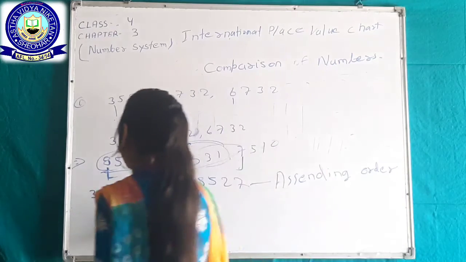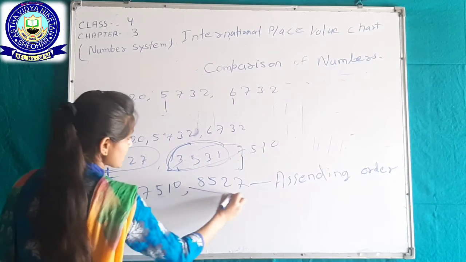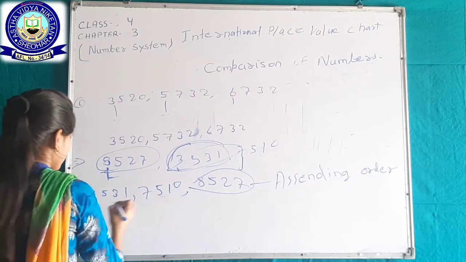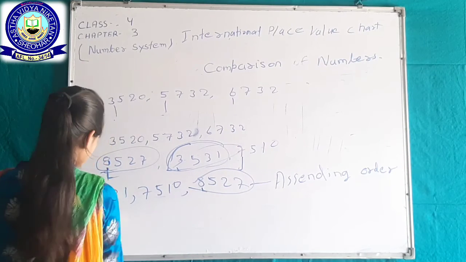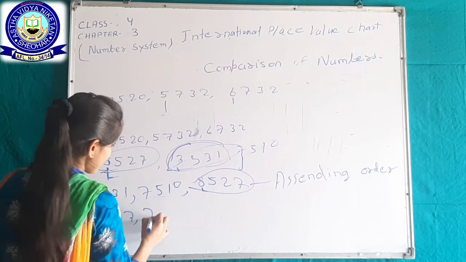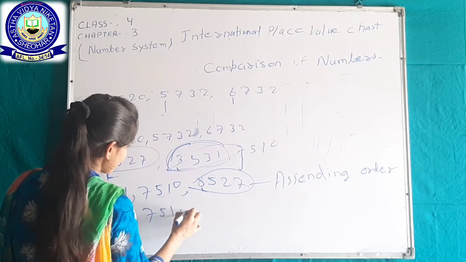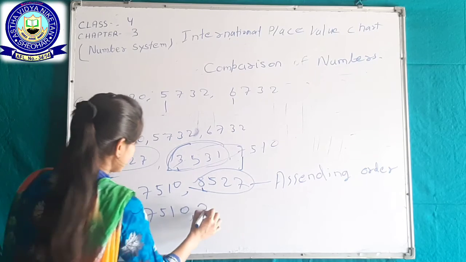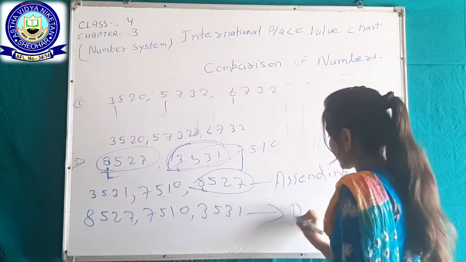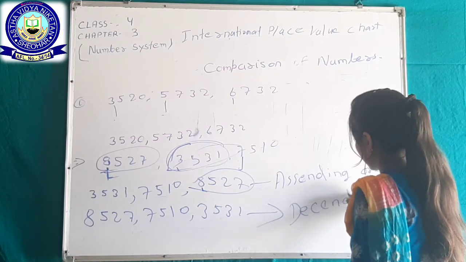And when we write the largest number of the given series first, it is descending order. This is the largest number of this series, 8527, and then 7520. And then 3531. It is in our descending order.